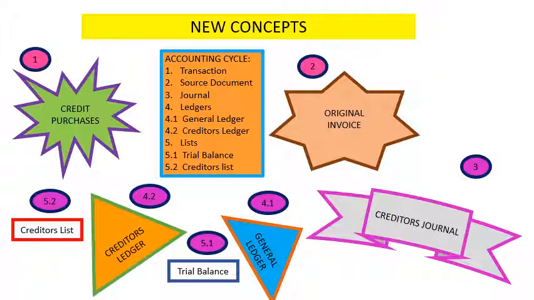Then at the end of the month, the journal will be totaled, and then you need to post to the general ledger, where there's now one new account, and then also to the creditors ledger. In the creditors ledger, you will find all accounts for all your creditors, very much like the debtors ledger. After you've done your ledgers, you have to prepare certain lists. From the general ledger, you will prepare a trial balance, which is a list of all your accounts in the general ledger. And from the creditors ledger, you will prepare a creditors list, which is a list of all your creditors and how much we owe them.